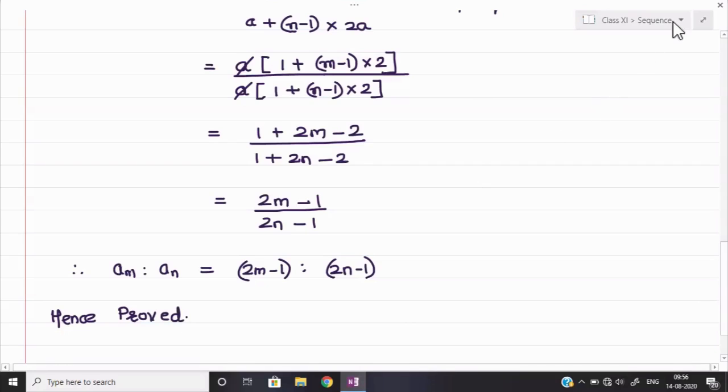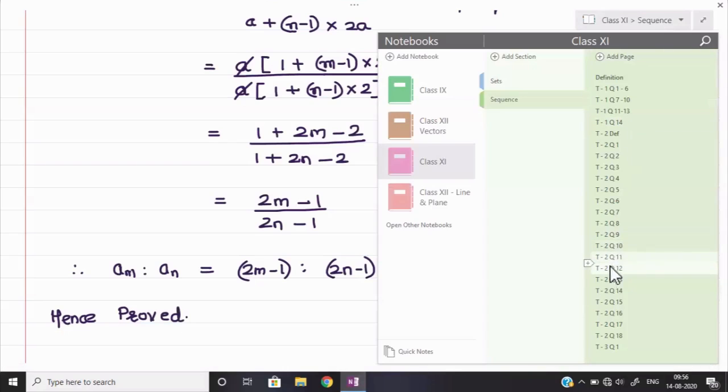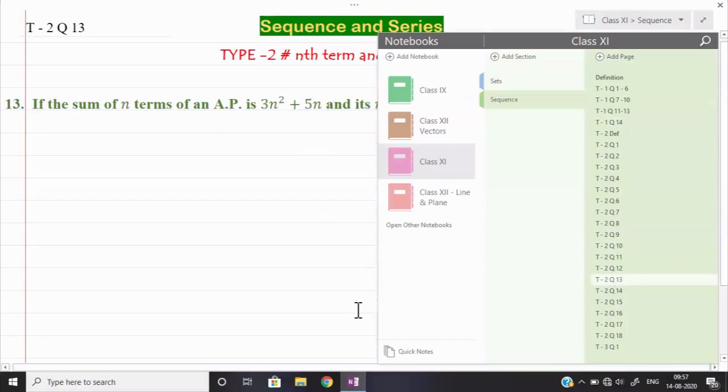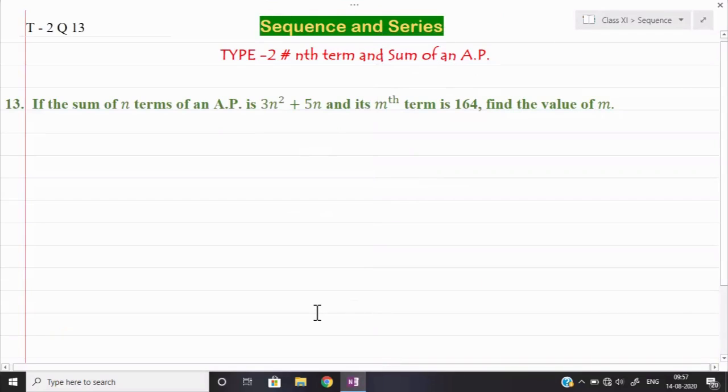The next question is, now I am taking question number 13. In question number 13, see what we have given. If the sum of n terms of an AP is 3n square plus 5n and its mth term is 164, then find the value of m. Okay, means we have given two things. Sum is given as a general term, means if you put the value of n equal to 1, 2, 3, then you will get the sum of one term, two terms, three terms and so on.